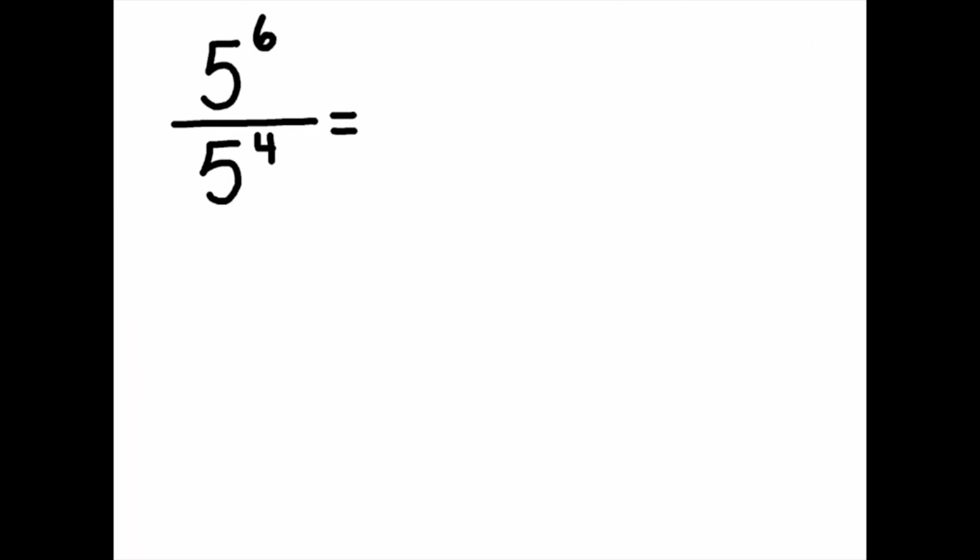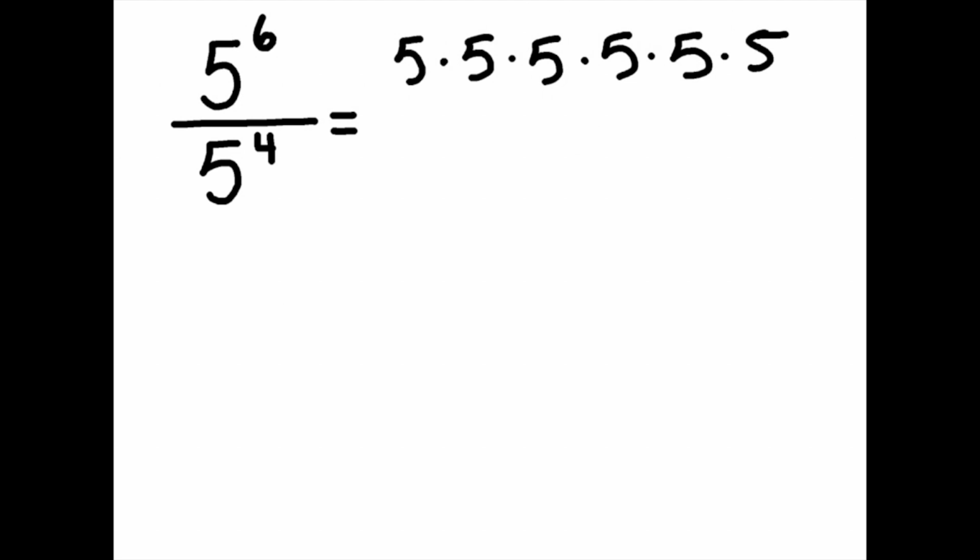Here is an example. I've got 5 to the 6th divided by 5 to the 4th. To help me better simplify this, I'm going to factor this out. So I'm going to actually expand this 5 to the 6th here. Remember, 5 to the 6th is really just a shorter way of writing 5 times 5 times 5 times 5 times 5 times 5. Whoa. 1, 2, 3, 4, 5, 6. Yep, we got 6 5s.